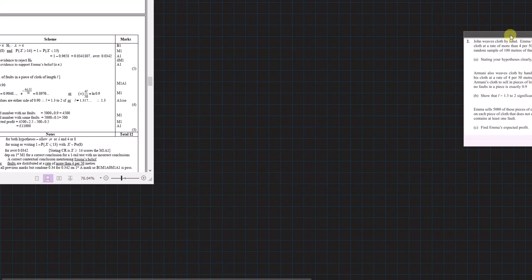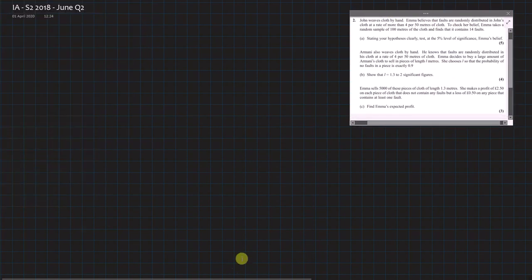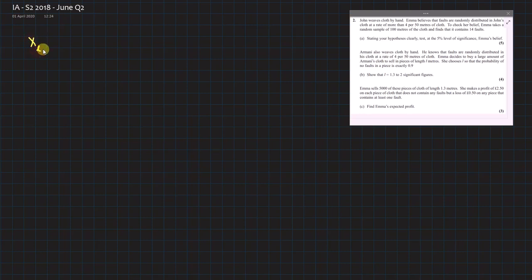So let's read that bit and go through. Sorry, I'm not working from that, I'm working from my own notes. So first part we need to make a note on is what are our key values going through. So we're going to start off with making a declaration of our variable. So X_L is the number of errors in L meters of cloth.